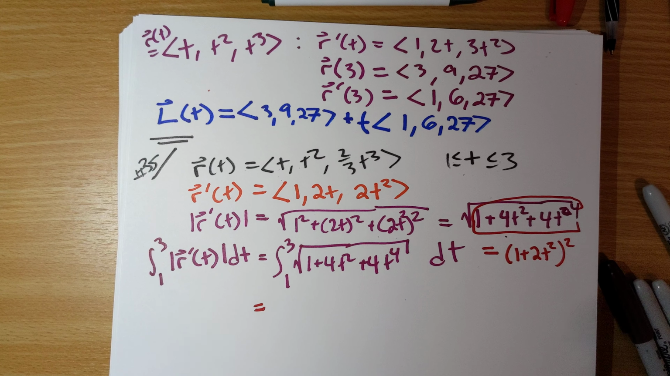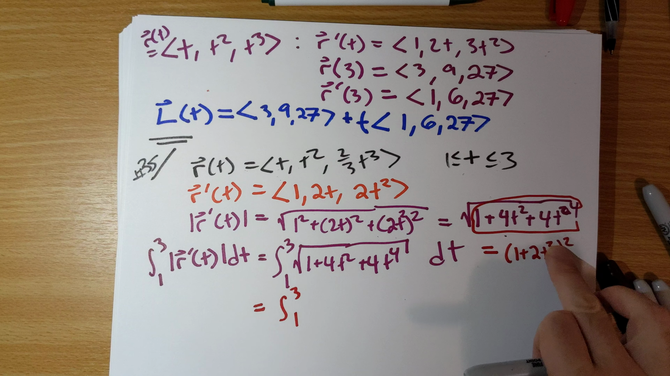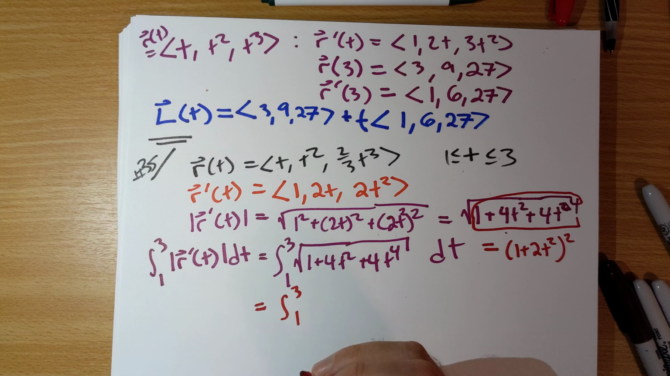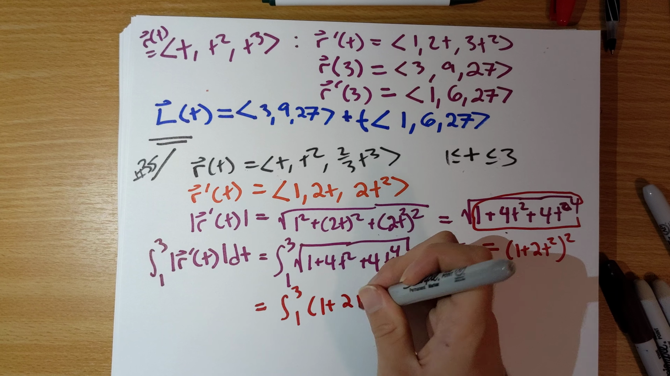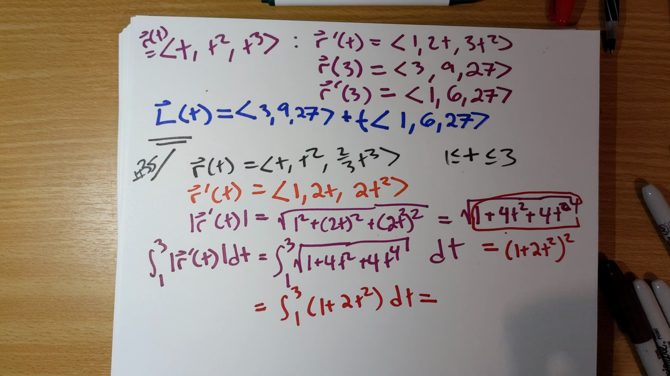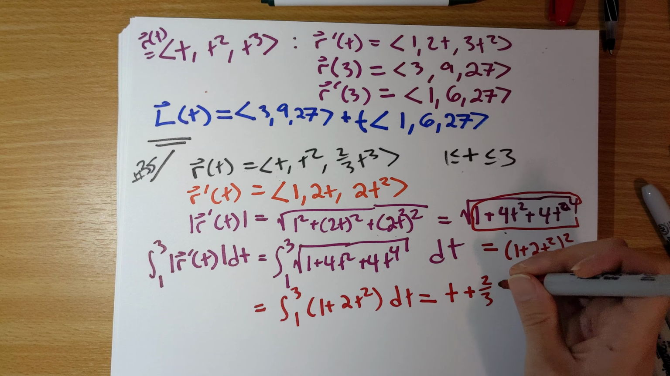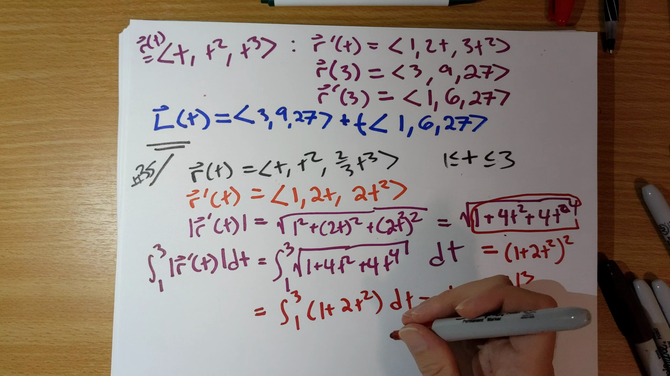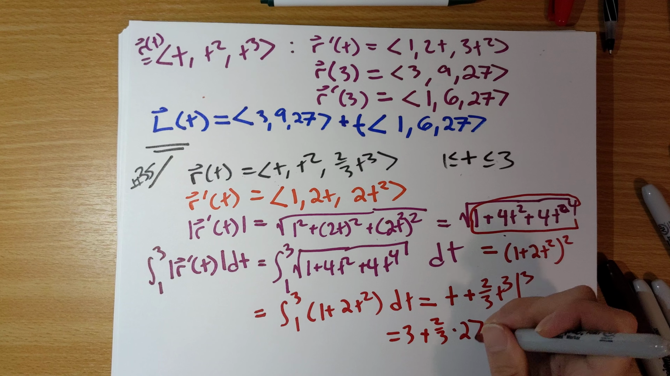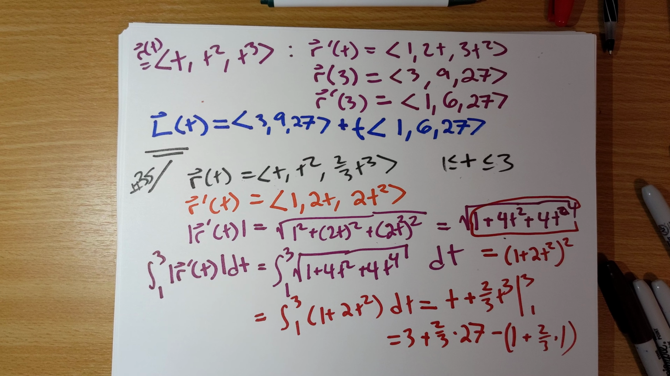So this is the integral from 1 to 3 of the square root of the quantity 1 plus 2t squared, squared. That's always going to be positive, so we don't have to worry about plus or minus when taking the square root. So it's just 1 plus 2t squared here, because the square root and the square cancel, and this should be a straightforward integral to do. So t plus 2/3 t cubed, plug in 1 to 3. So it's 3 plus 2/3 times 27 minus 1 plus 2/3 times 1, whatever that simplifies down to be.